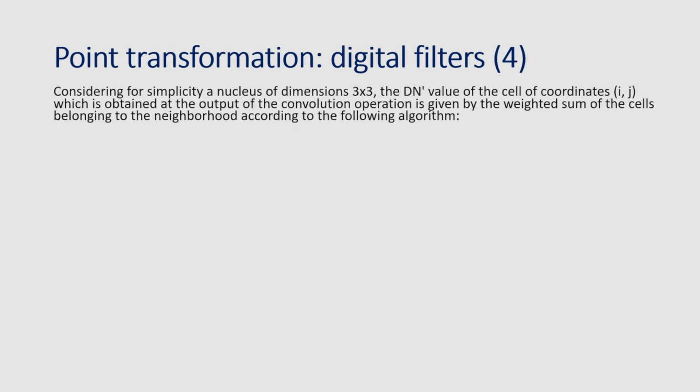Point transformation, digital filters. 4. Considering for simplicity a nucleus of dimensions 3 by 3, the DN value of the cell of coordinates i, j, which is obtained at the output of the convolution operation is given by the weighted sum of the cells belonging to the neighborhood according to the following algorithm.